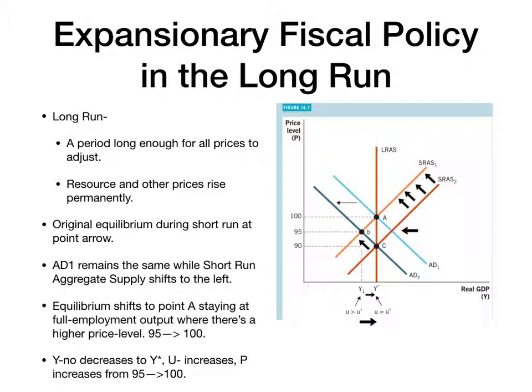Expansionary fiscal policy in the long run: think of what the long run means. It's a period long enough for all prices to adjust. Resources and other prices rise permanently in the long run. The original equilibrium during the short run is at the pointed arrow. Aggregate demand 1 remains the same while short run aggregate supply shifts to the left. Equilibrium shifts to point A, staying at full employment output where there's a higher price level, 95 to 100. Real GDP decreases to Y star, unemployment increases, and the price level increases from 95 to 100.